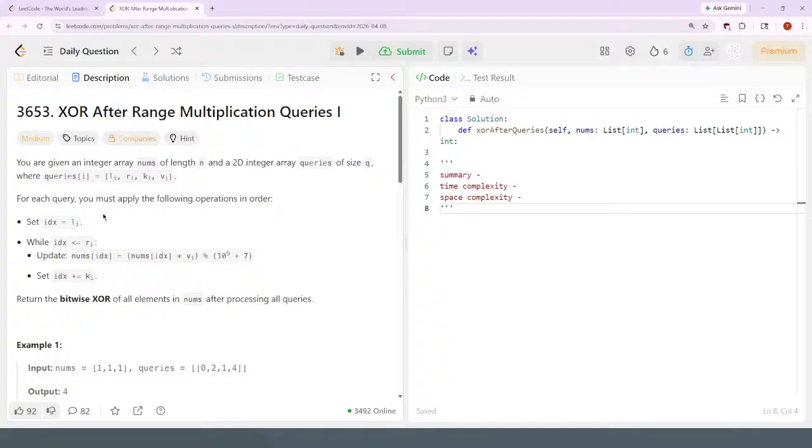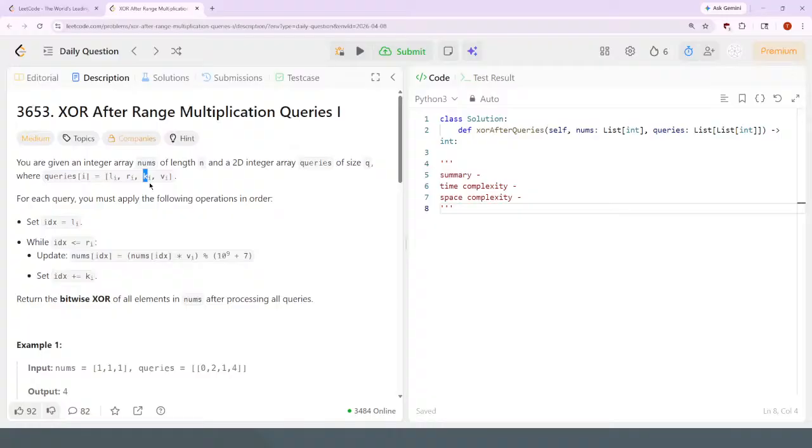You must apply the following operations first. Set idx to left, while idx is less than or equal to right, so they're like inclusive indices. Nums at that index is equal to nums at that index times v mod 10 to the 9th plus 7. And then increment the value of the index that you're dealing with by k.